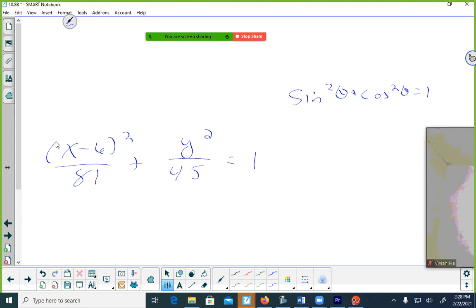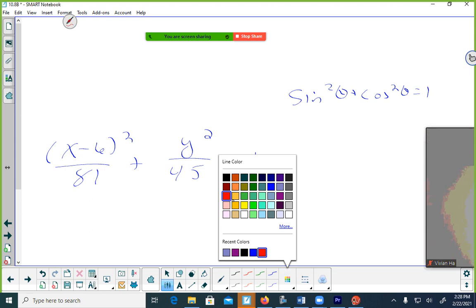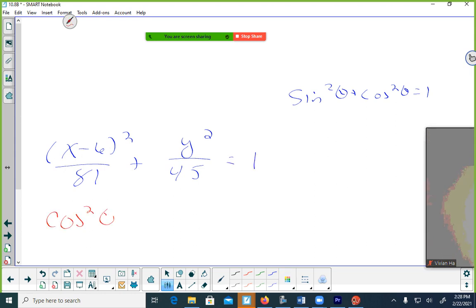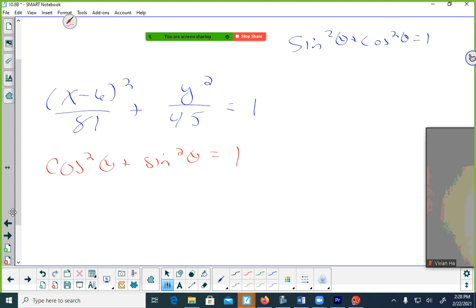So I'm a big believer in having my cosine go with my x. It doesn't really matter, but you can't change what I think. So I'm going to write this as cosine squared theta plus sine squared theta is equal to 1. You with me? Now, hyperbola, you got to watch the video. The hyperbola is going to be slightly different because I'm going to have subtraction. I have to adjust for that. I can't use sine squared plus cosine squared. So I'm going to say cosine squared theta is equal to this x minus 6 squared over 81. And then I'm going to say sine squared theta is equal to y squared over 45.